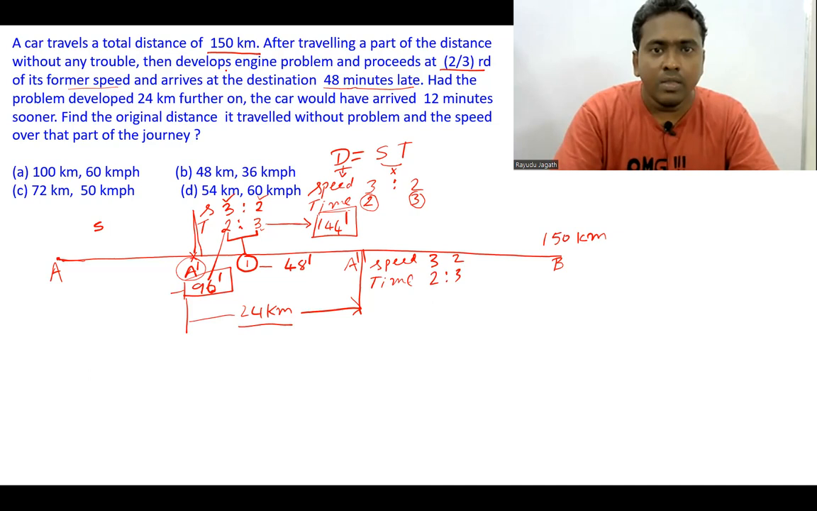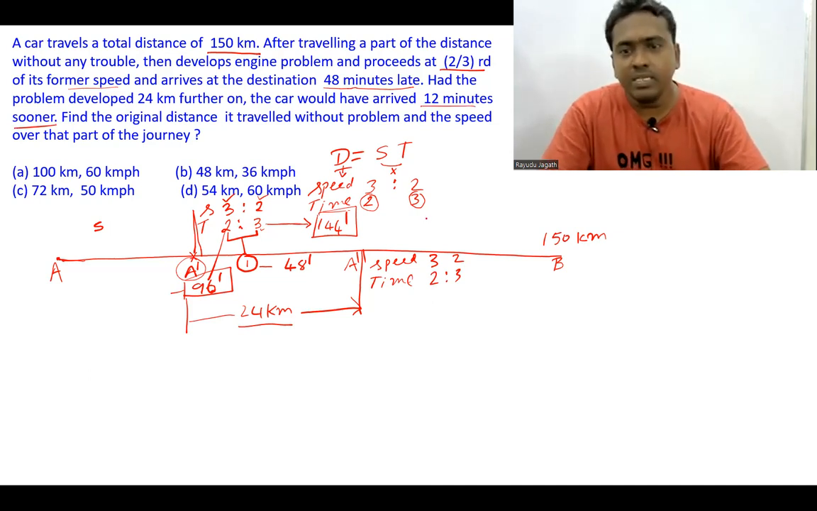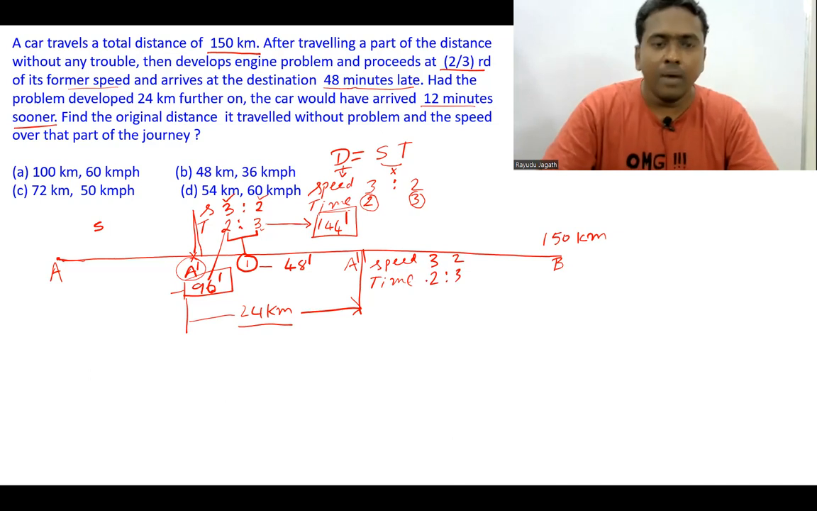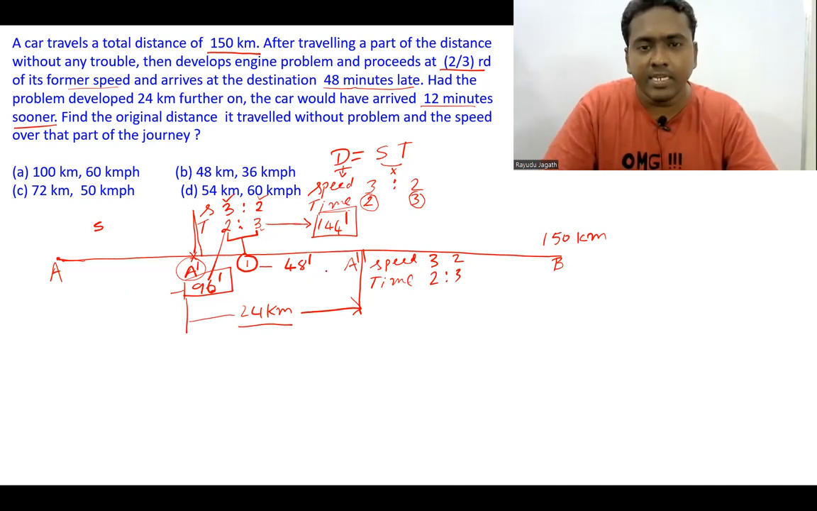Now the car would have arrived 12 minutes sooner. So that means actually at B it was reaching 48 minutes late because of the fault occurring at A dash. Now because of the fault occurring at A double dash, that means with scheduled speed it reached from A to A dash to A double dash.